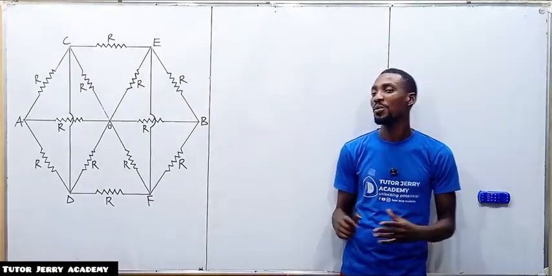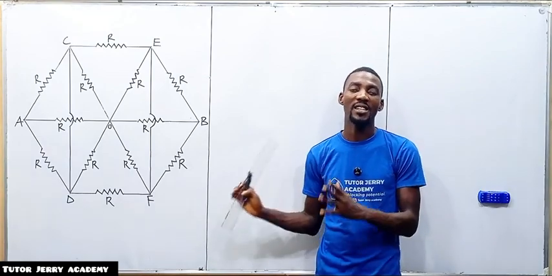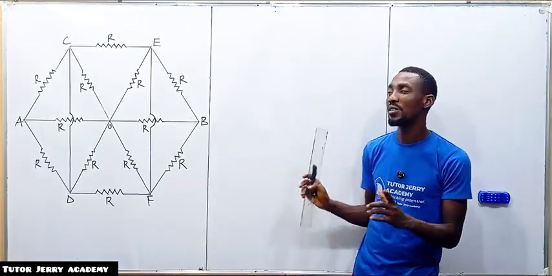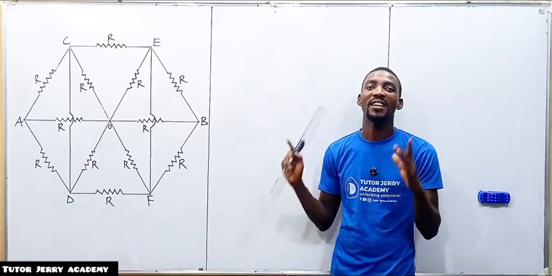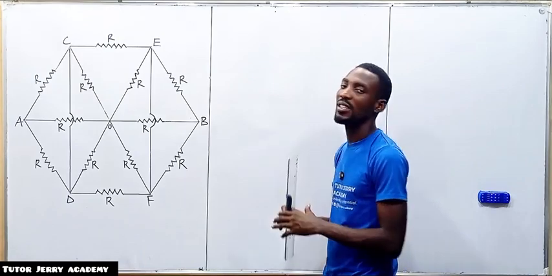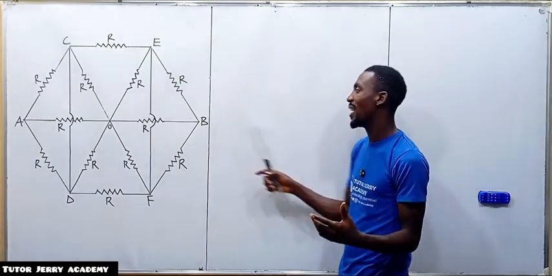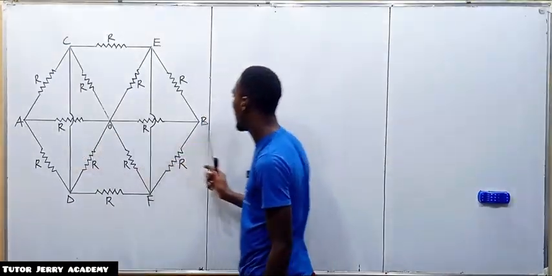Right, we are going to be solving another question on circuit analysis. This is an exam-based question that every electrical engineering student globally should learn. The question says we should find the equivalent resistance between terminal A and B.